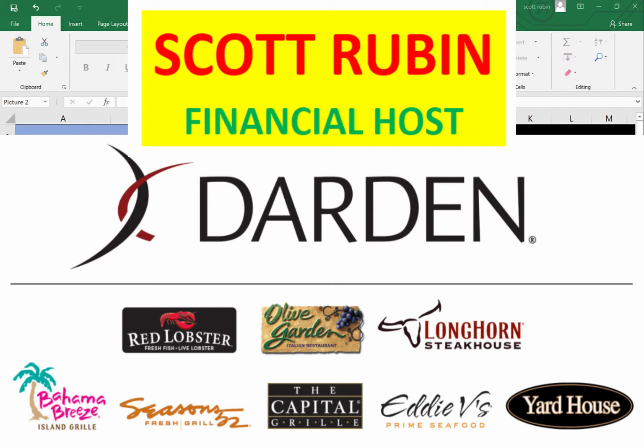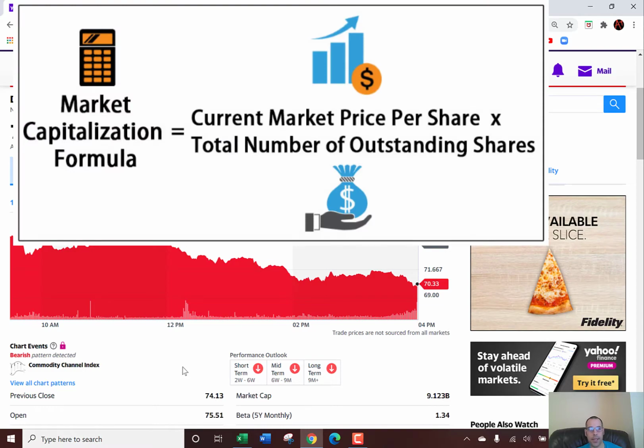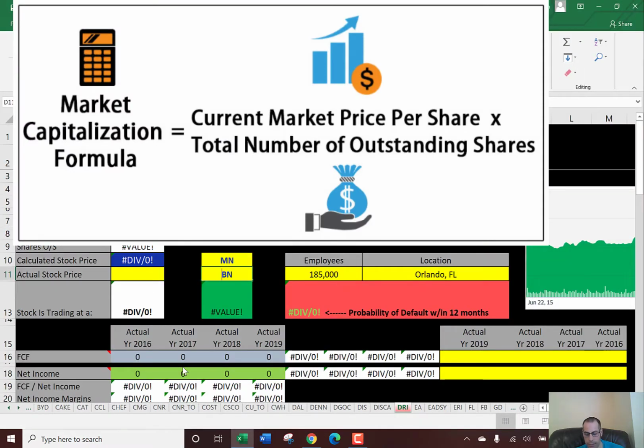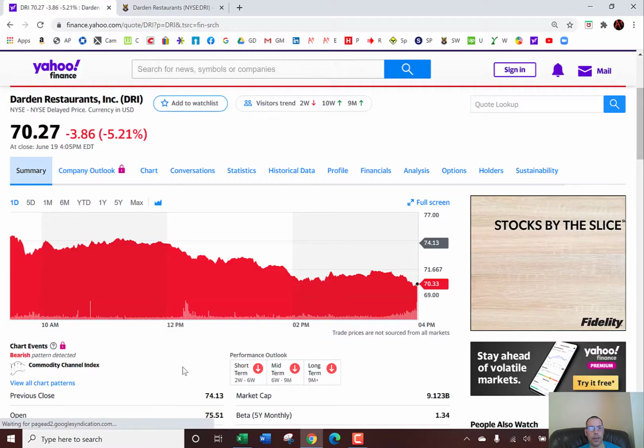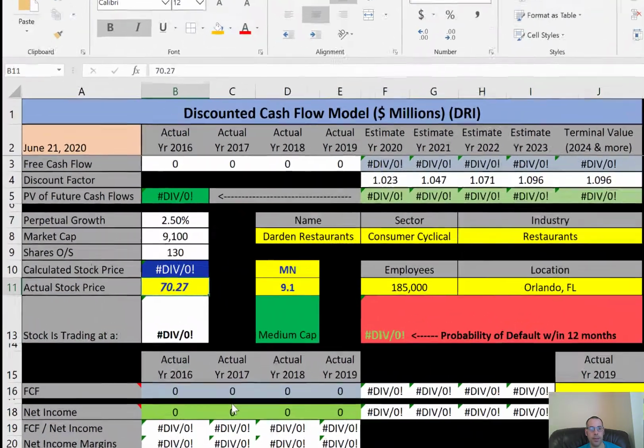competitors. So we're going to look at Darden Restaurants, and they own many restaurants: Olive Garden, Longhorn Steakhouse. So first thing we're going to need is the market cap. That's $9.1 billion. That's the value of the company according to the stock market. The stock price is 70.27. That's what they trade at.